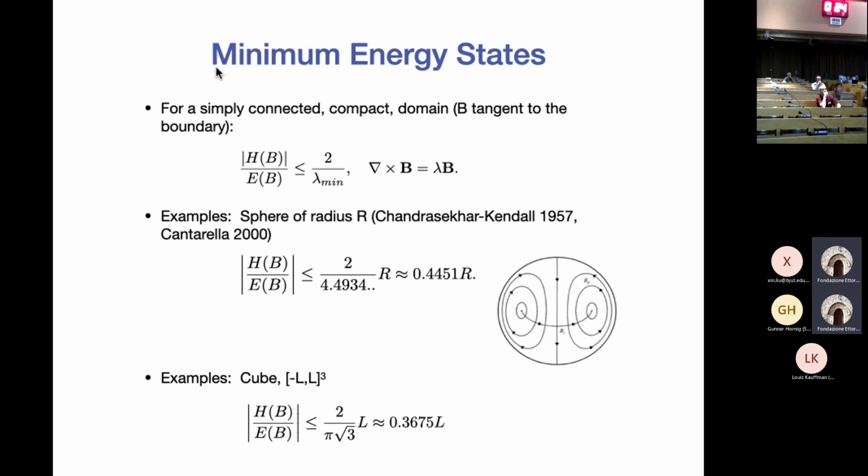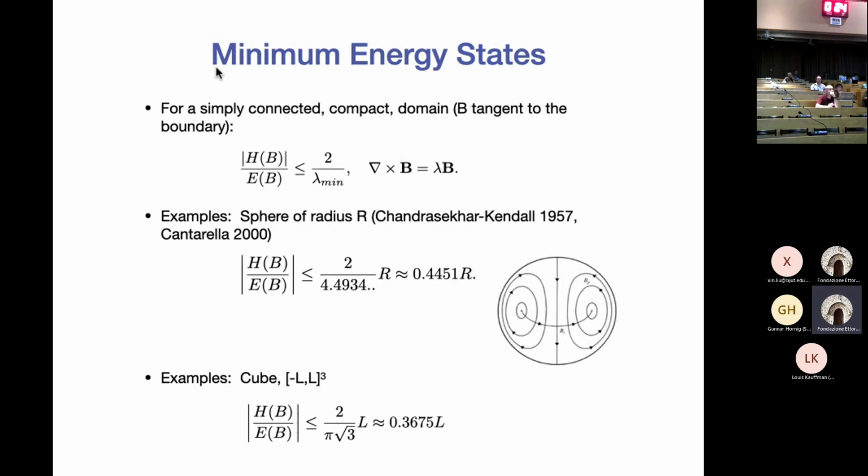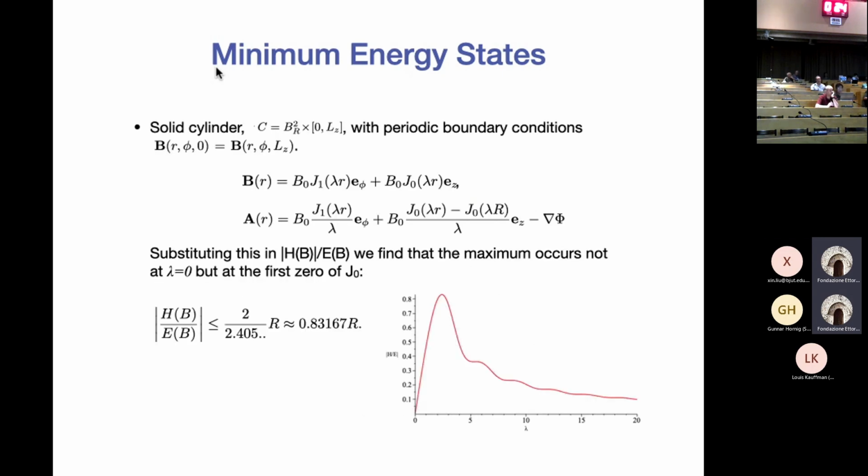Jason, for instance, is he here? Yes. Many years ago, he looked at the sphere, and you can find that you get a factor 0.4451 here, as a cube gets you a similar number. And you can even look at domains which are not simply connected. So here is the solid cylinder with the periodic boundary conditions. And you can also find that there is a minimum ratio of helicity to energy in that domain.